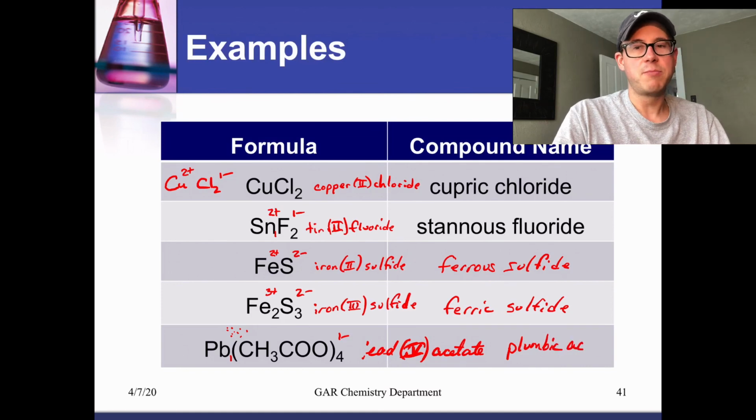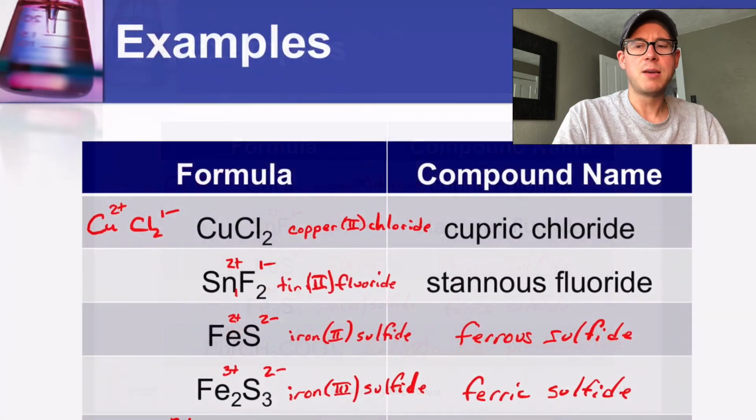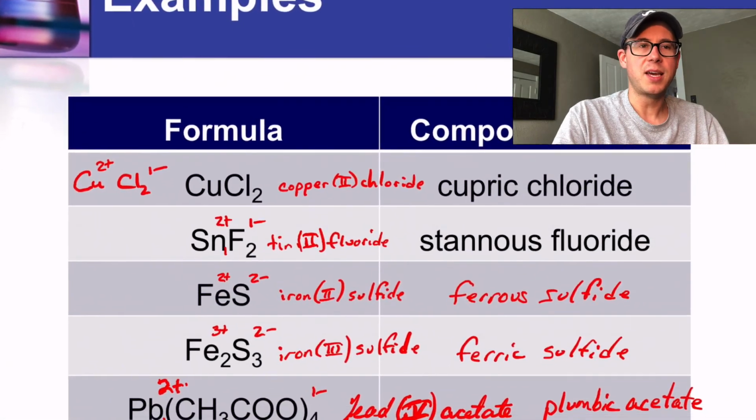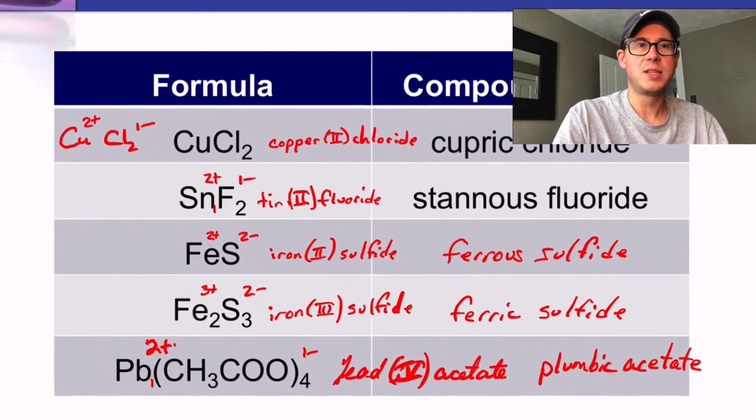For all of the examples on the worksheet, we try to use the stock system as much as possible, but if we're given the classical system, we need to know how to go back and write the formula, or how to write the name of the compound when given the formula. Take a look at the examples here and use them to complete the section on the worksheet.